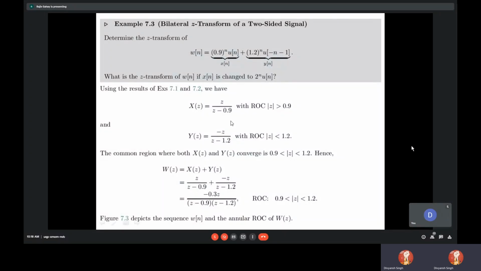We can directly use the results we have derived for the causal sequence and for the anti-causal sequence. We know that for gamma to the power n u of n, it is z by z minus gamma. Similarly, earlier we had minus gamma to the power n u of minus n minus 1, for which it was z by z minus gamma. Now here, if it is plus 1.2 to the power n, then you will have a minus sign here. So minus z by z minus 1.2.